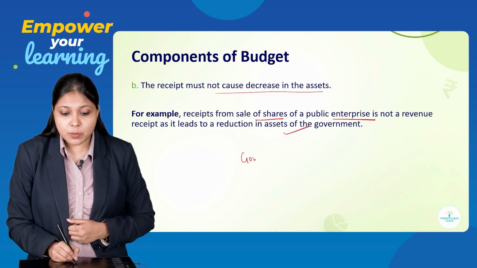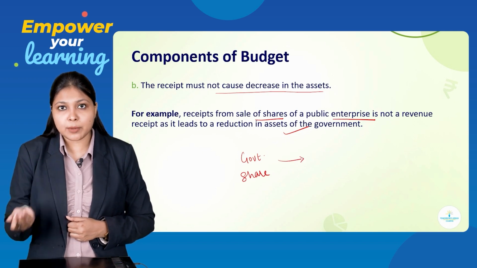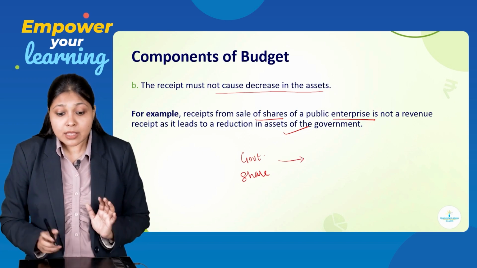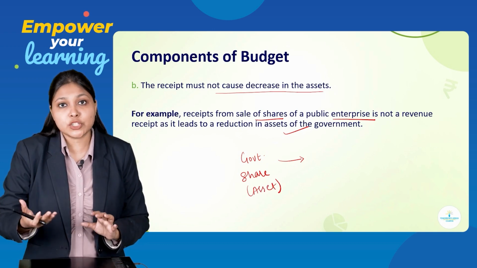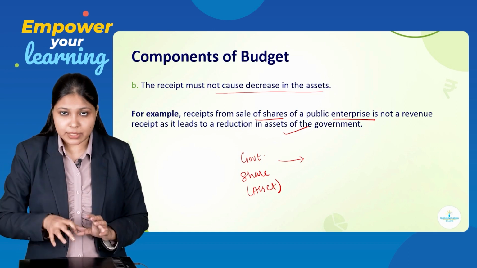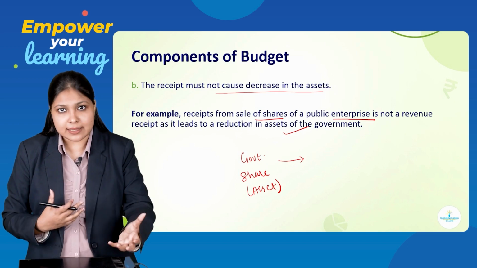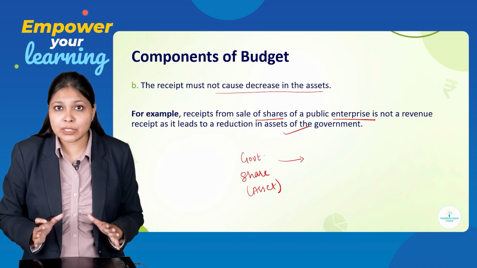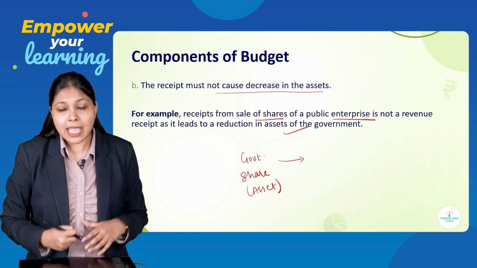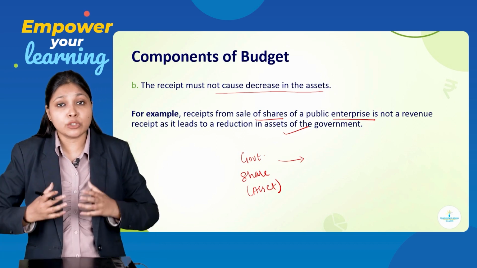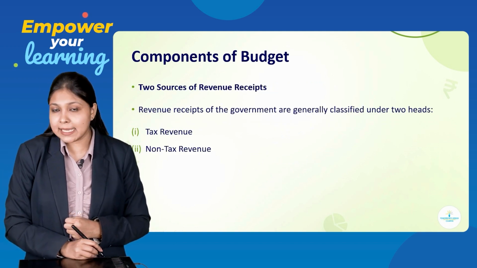Say suppose there is one share which belongs to the government. Now, this share is sold by the government. Government sells its shares. These shares were a kind of asset for the government. When the government sells these shares, the asset is reducing. So, any time the government sells its shares, it will not be considered a revenue receipt because it is reducing the asset of the government. And we have said that a revenue receipt will not reduce or decrease the assets of the government. So that is one case.